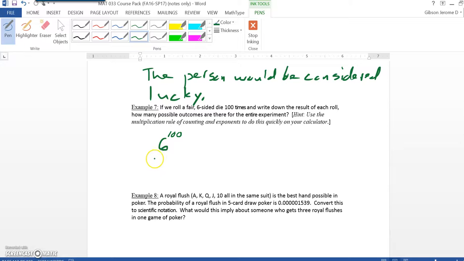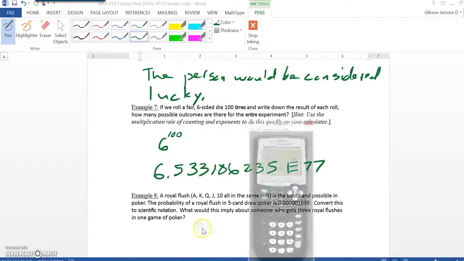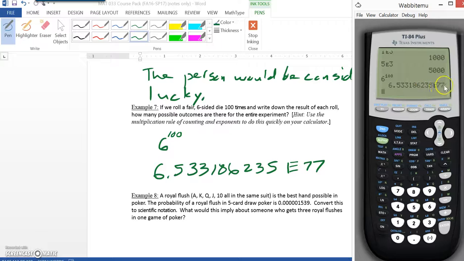Now, if you put this in your calculator, it will give you 6.533186235 E77. And I'll show you here. This is what it would end up becoming on your calculator.